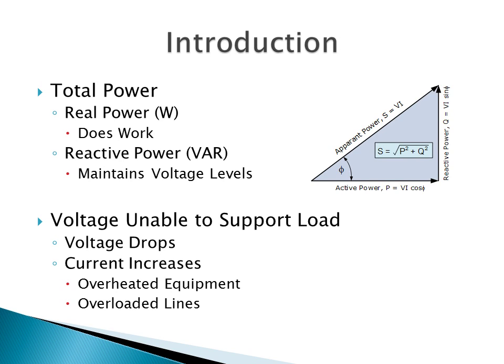Total supplied power is made up of both real and reactive power. The real power does the work. Reactive power is required to maintain the voltage required to move the active power through the lines. If the load exceeds the ability of the voltage to support it, the voltage drops and the current increases. This increase in current leads to the overheating of equipment and overloading of lines. Reactive power is needed to prevent this voltage drop.